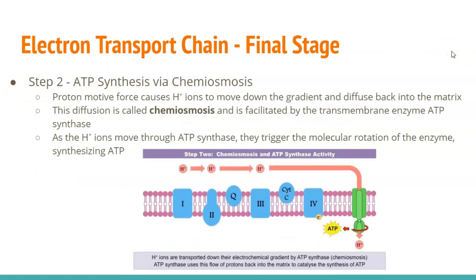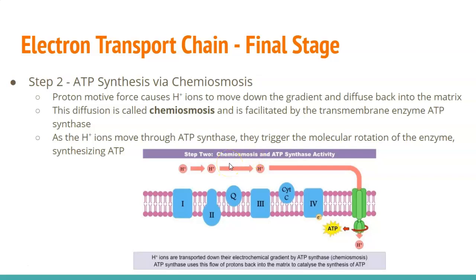Now, step 2. Now that we have all this, you've got your de-energized electron here, right? But now you have these hydrogen ions up in the inner membrane space, in this high concentration. But I know you guys know about osmosis. They don't like to be out of balance. They like to be equal. So they want to go back to the matrix for balance. And this diffusion is called chemiosmosis.